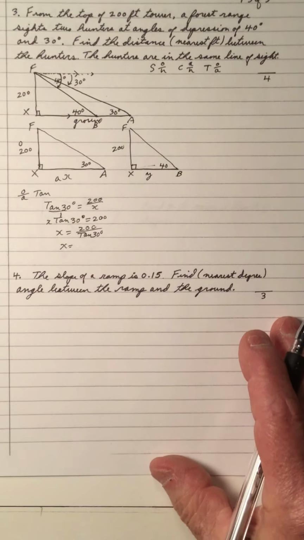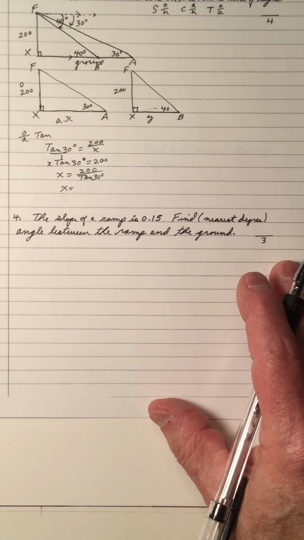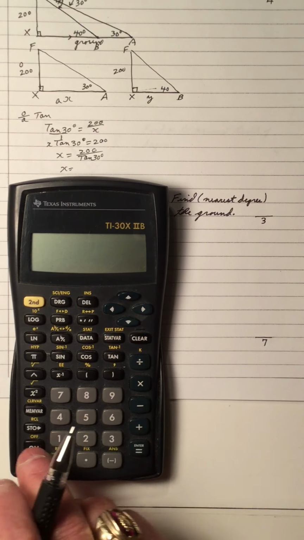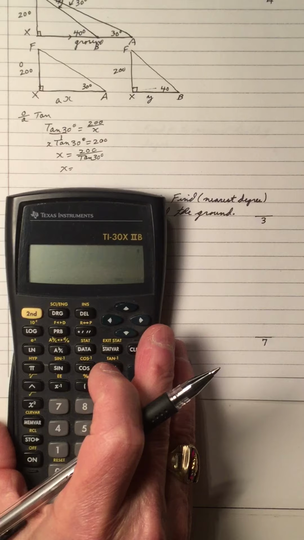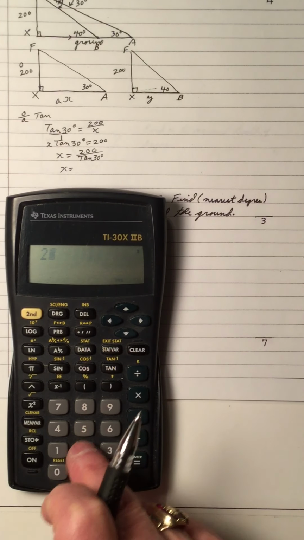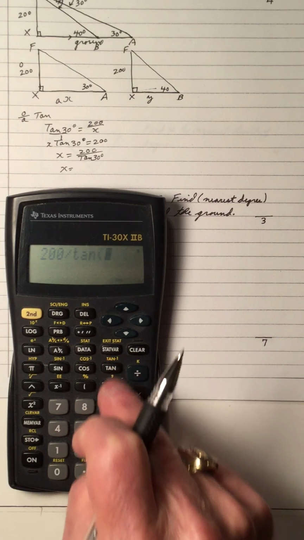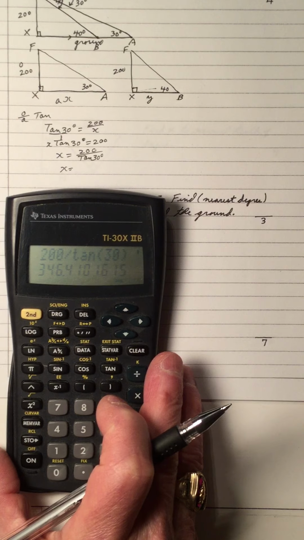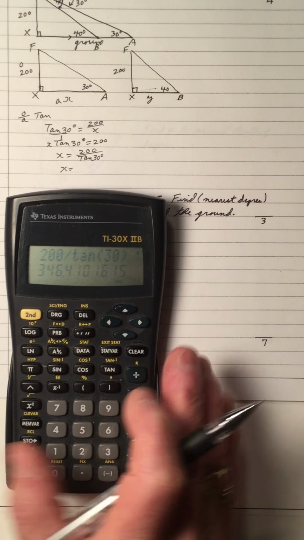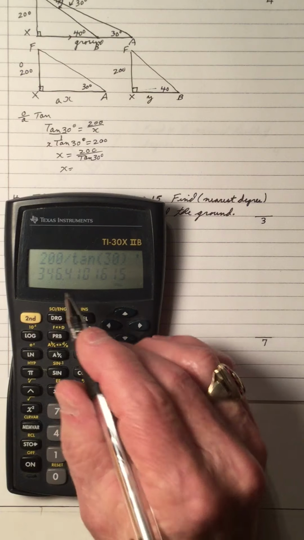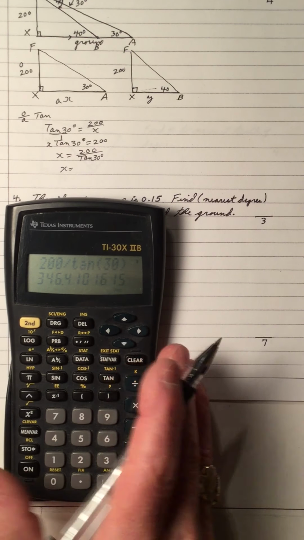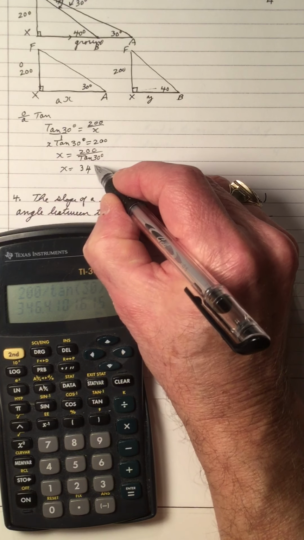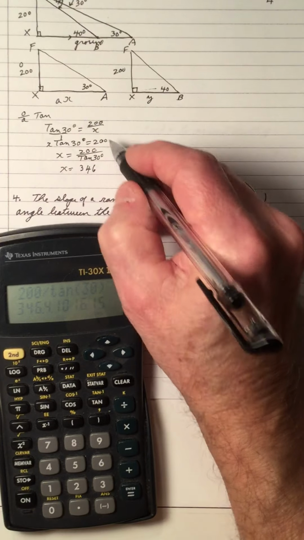And I'm going to move this up a little bit so you can see me manipulating the calculator. Here I go. I turn the calculator on and clear. So we have 200 division tan 30, so 200 division tan of 30 degrees. And that gives us 346. And we want it to the nearest foot. So it's 346.4. So closest is 346. So 3, 4, 6. And the distance is in feet.